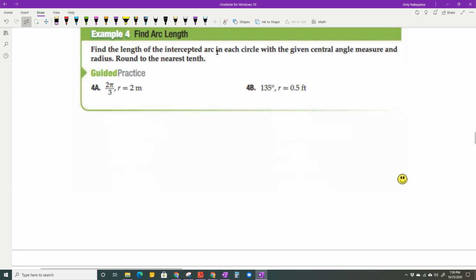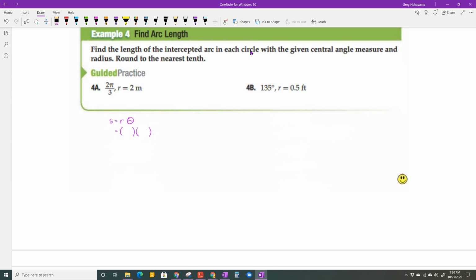Find the length of the intercepted arc in each circle with the given central angle measure and radius, rounded to the nearest tenth. So 2 pi over 3 is my arc length. And nope, that's not my arc length. That's my angle, given central angle measure. And R is my radius. So my formula is S equals R theta.